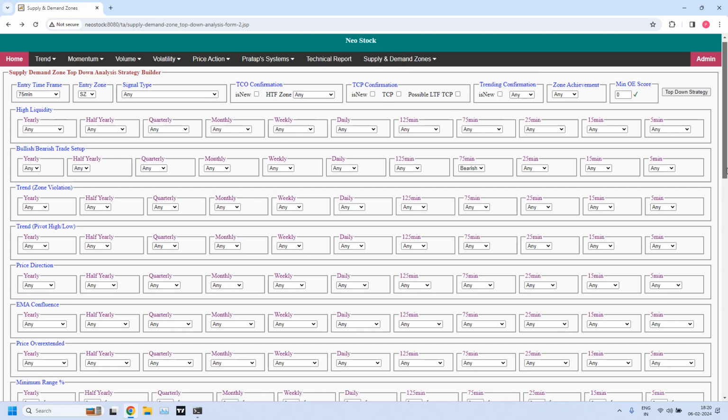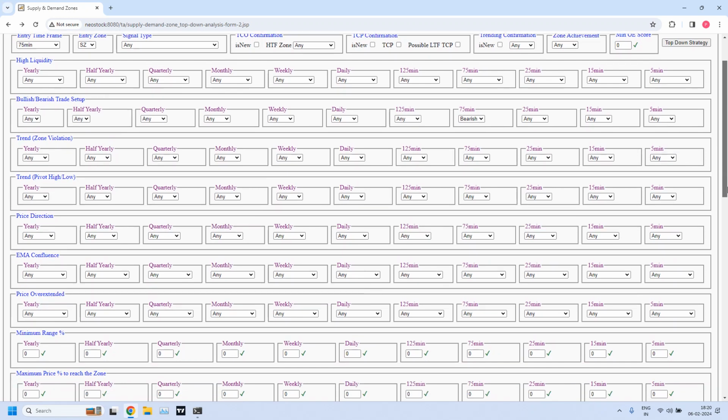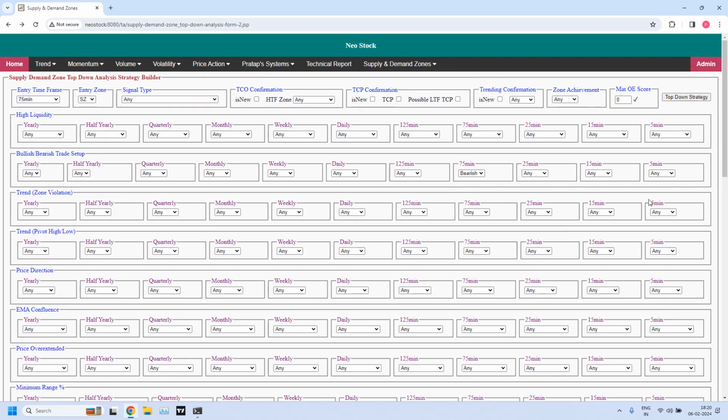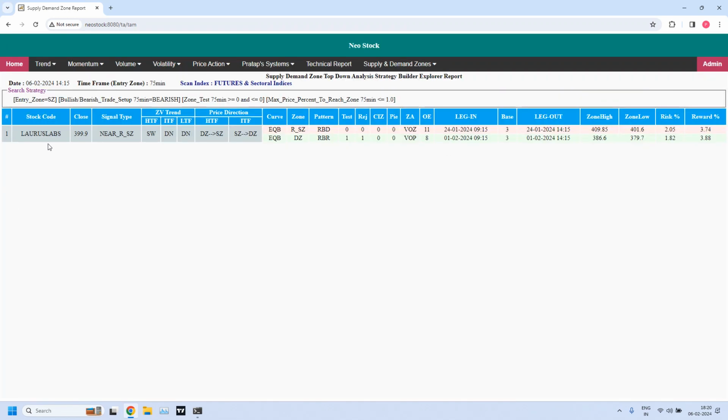What I do is look for any near the zone. Let us find 1% level within that list. 75 minutes, within 1%, any supply zones? One supply zone is there, Laurus Lab. But RR is not at all good, right? But you can still make RR. Reward is good. You have 3.74.